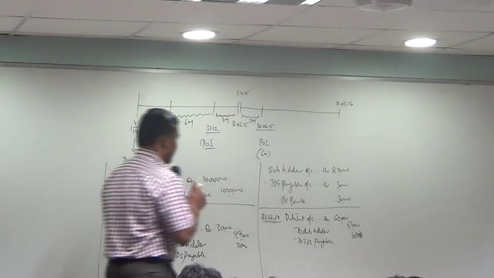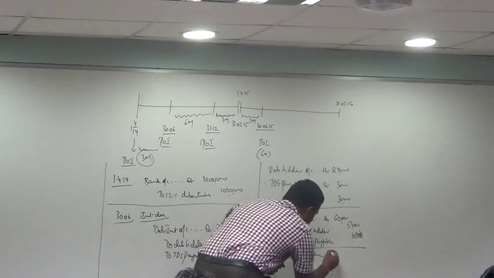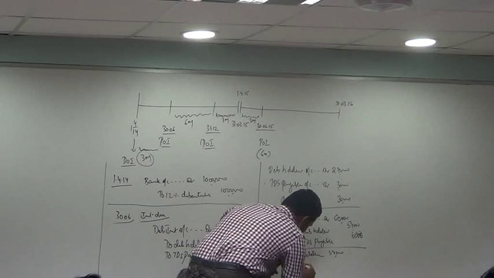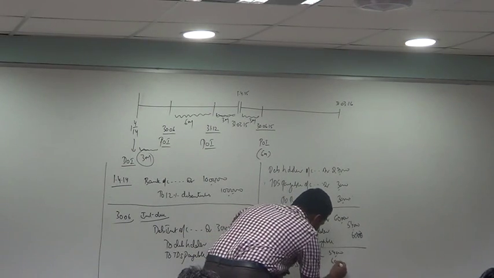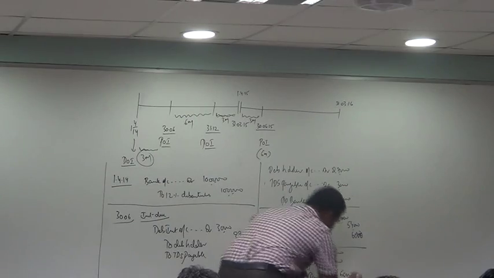Quickly deposit. What is the entry you pass? Debenture holder 54,000, TDS payable 6,000, to bank 60,000.